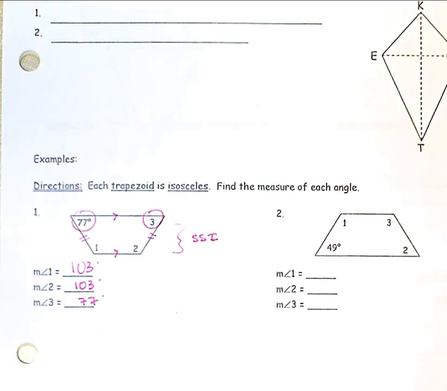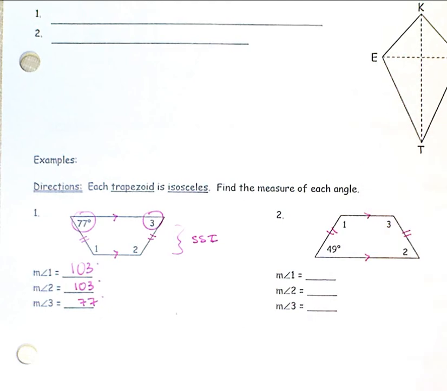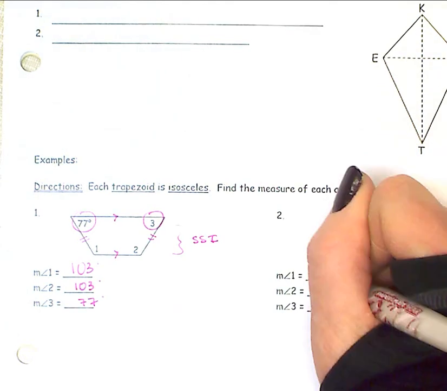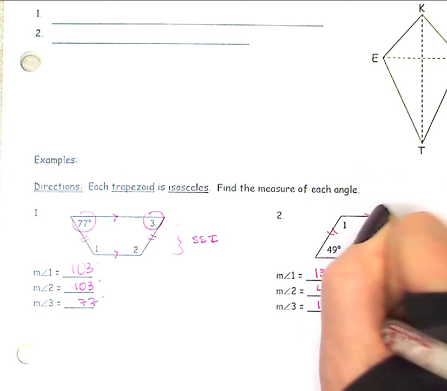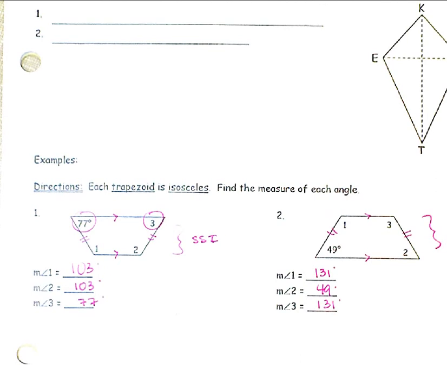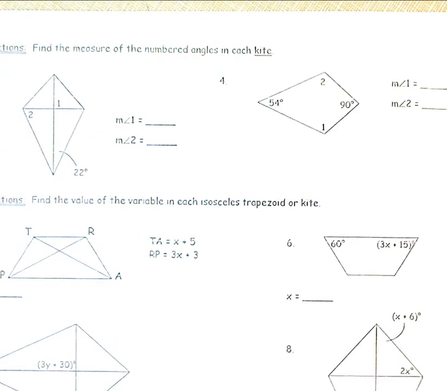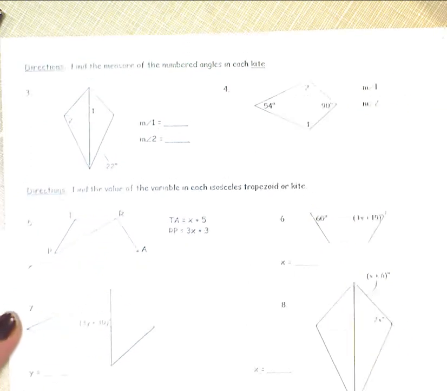Over here, here's my legs, here's my bases. 49 degrees is congruent to angle 2, and these guys are supplementary. So 131 and 131. Pause again while I flip this page over so I don't make you dizzy. Okay, so I'm on the other side here. To shrink this up, you're not going to be able to see this, and then it'll be all for naught.